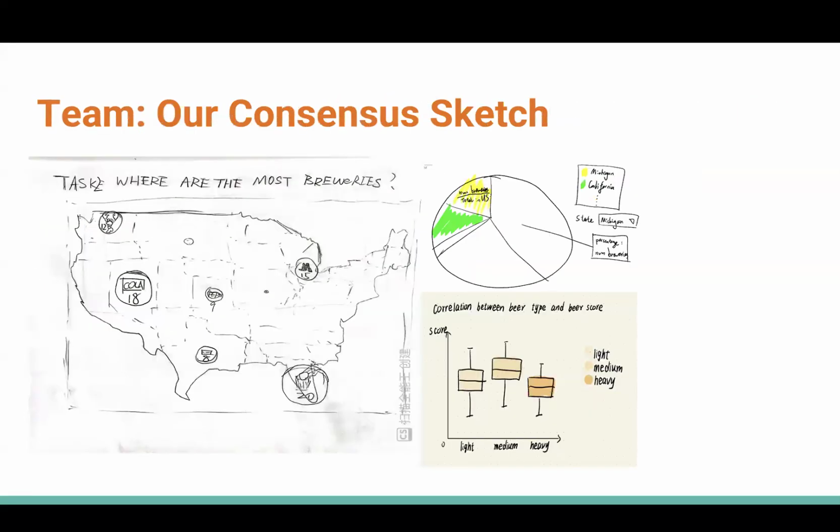From there, we created a consensus sketch that combined a few different views. We used a map with circles to show where breweries are most concentrated so you can quickly spot the big states. We added a pie chart to compare how much each state contributes to the total number of breweries. And we used a box plot to dig into beer types, light, medium, and heavy, and compare how their scores differ. Our idea was to give readers both a big picture geographic view and a closer look at beer quality.